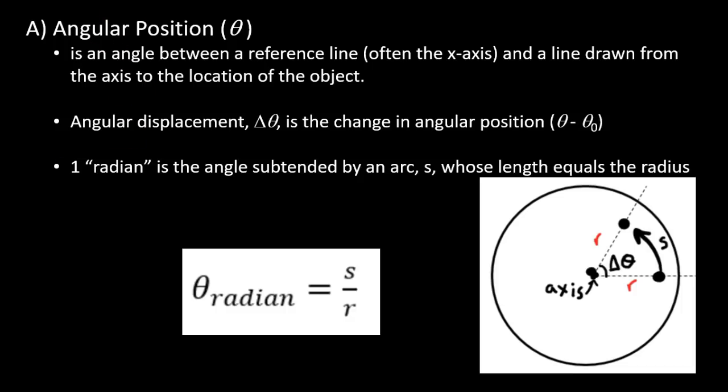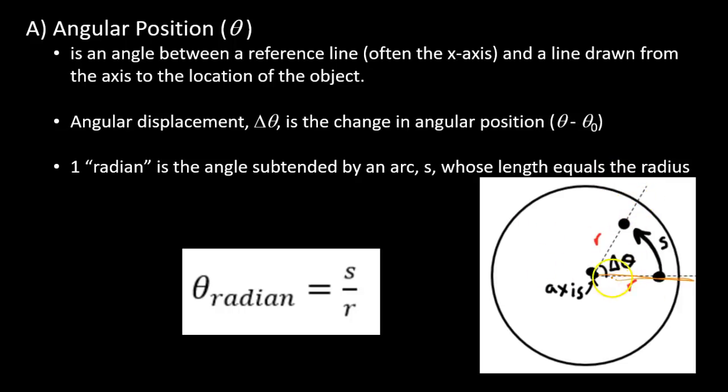Okay, so let's start with angular position. And this is going to get faster and faster as we go. The angular position is given the symbol theta, Greek letter theta. And it's the angle between a reference line, again, which is often this x-axis right here, and a line, this is our technical definition, a line drawn from that axis to the location of the object. The object is just like some point that's on the rotating object. It could be like the edge of the wheel.